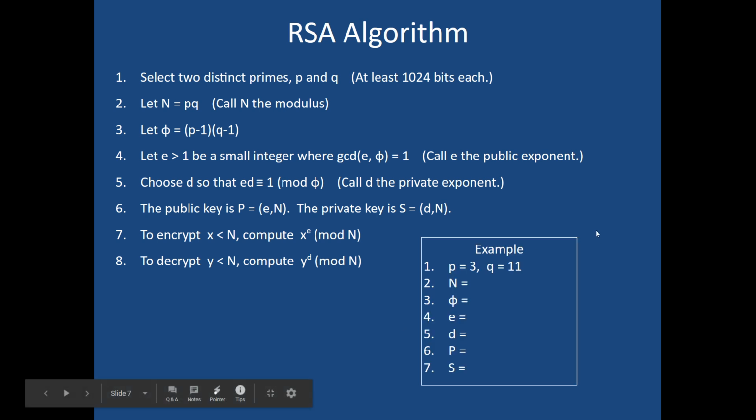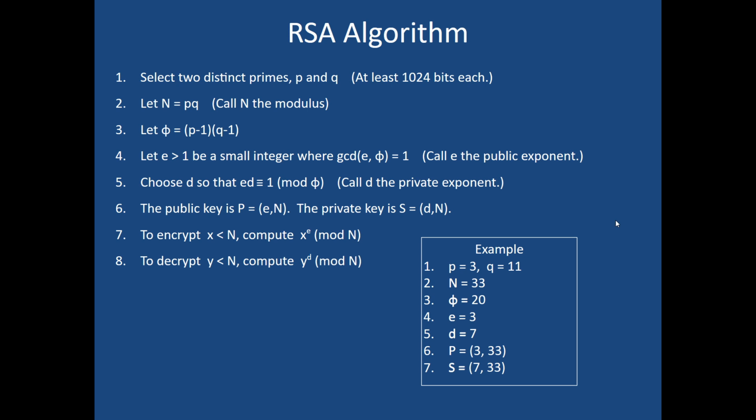So here's an example. We'll let P be 3 and Q be 11. So what would N be? N would be 33. Phi would be 2 times 10. That's 20. Okay, then we got to find a small e. So what's the smallest e that is relatively prime to 20? 3. 2 doesn't work, but 3 does. Now we got to find the inverse of 3 mod 20. 7. 7 times 3 is 21. That's 1 mod 20. And now the public key is that combination of the 3 and the 33, the public exponent and the modulus. There's the secret key.